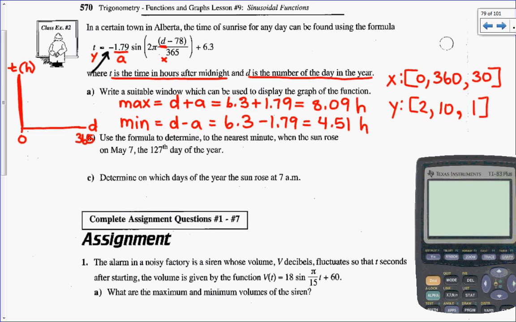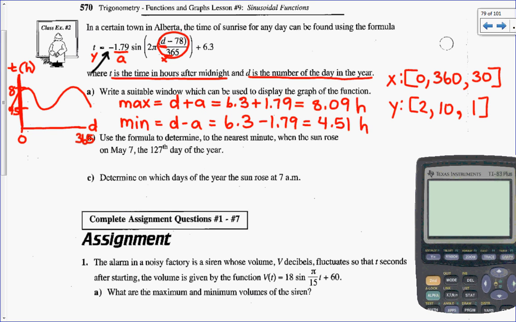Now we do have a little bit of a horizontal shift here. It would be some number minus 78 divided by 365, so it's a very, very tiny little shift. So what you would have happening here is you have a maximum point of 8.09. You have a minimum point of 4.5. And so what you have happening would be something like this, and then it would be going over like that.